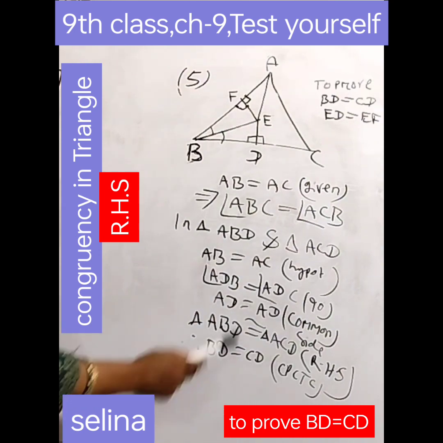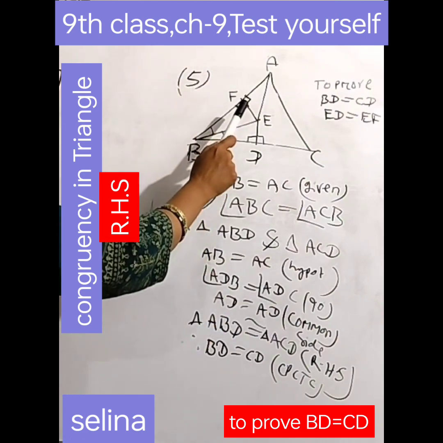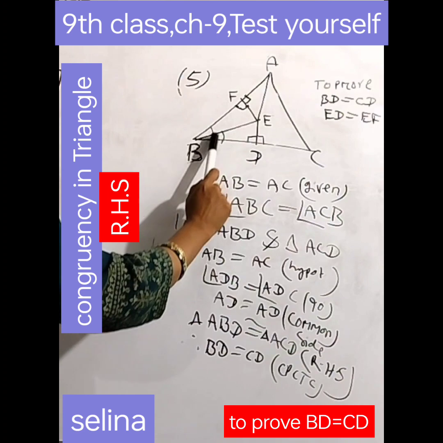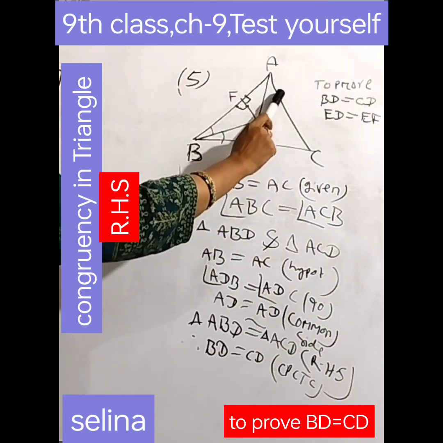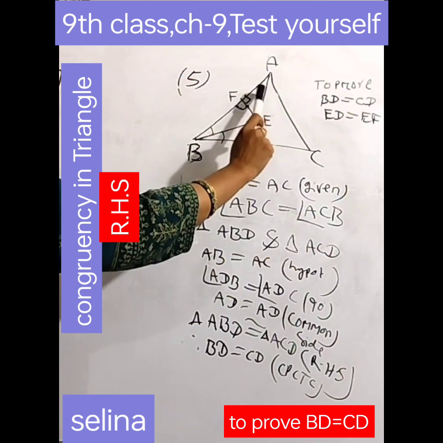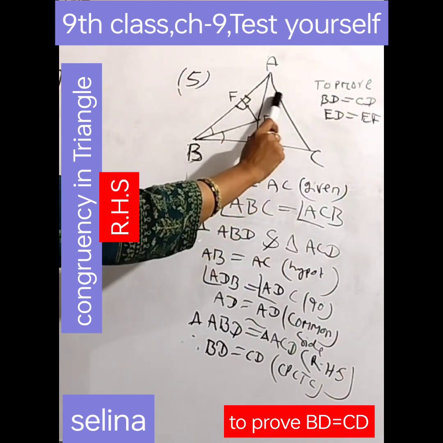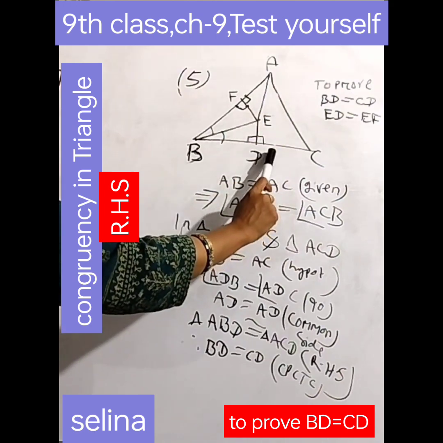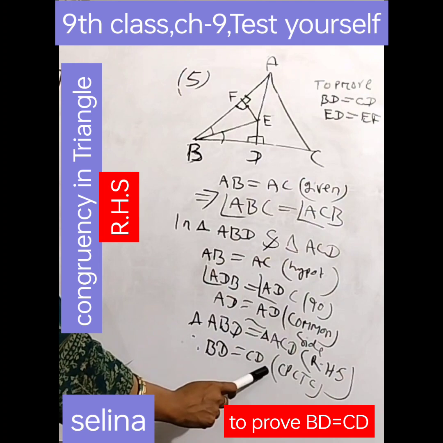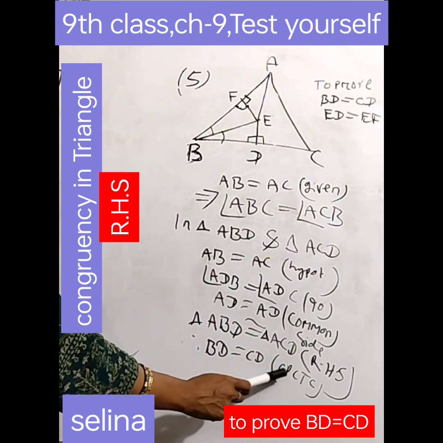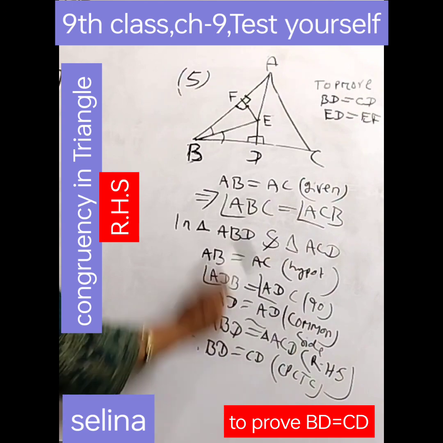Now, how is BD equal to CD? This angle is equal to this angle and this angle is equal to this angle, so the third angle is also equal. The opposite side of this angle is BD and the opposite side of this angle is CD. So the corresponding sides are also equal. BD equal to CD, because corresponding parts of congruent triangles are congruent.